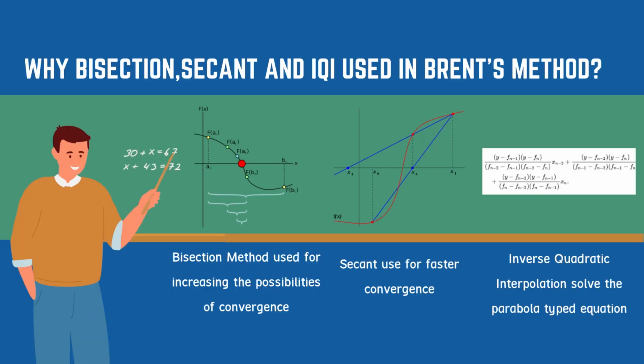Then why are bisection, secant and IQI used in Brent's method? IQI means inverse quadratic interpolation. The bisection method is used in Brent's method for finding the root, in fact increasing the possibility of convergence. The secant method is used to make Brent's method faster, and the third, inverse quadratic interpolation, solves the quadratic equation.